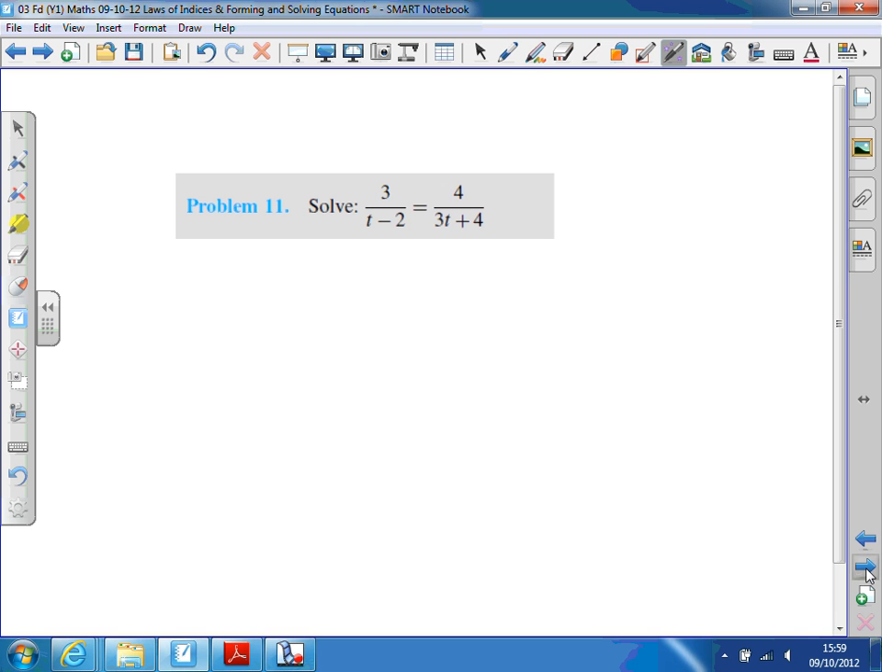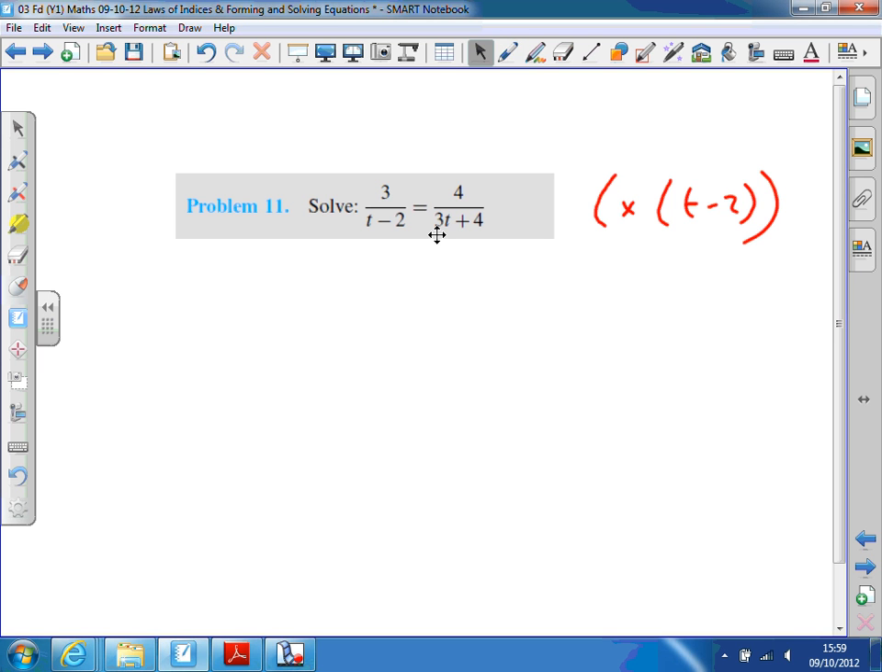I want to get rid of, if we look at this, it's fractions. I want to get rid of the t minus 2 term. And I want to get rid of the 3t plus 4 term. Think what we did last time. How do I get rid of divide by t minus 2? Times by t minus 2. So multiply both sides by the t minus 2 term.